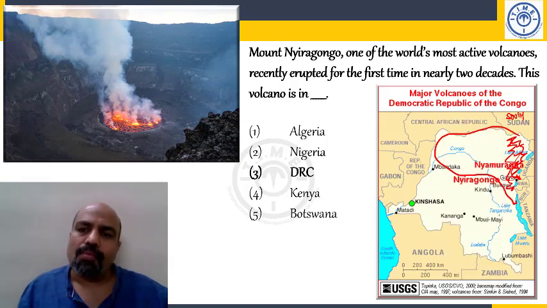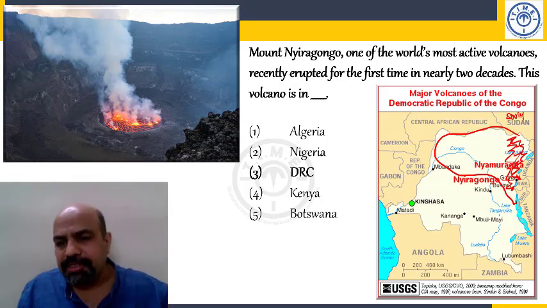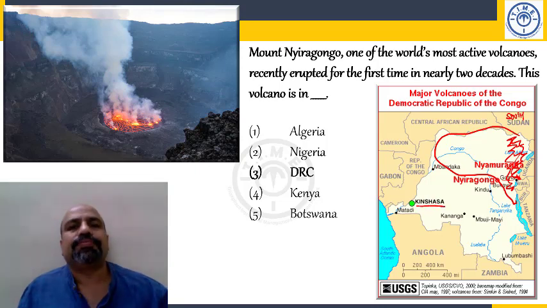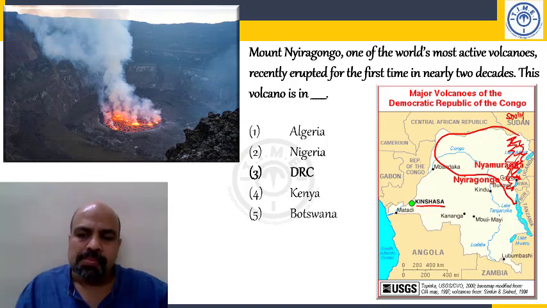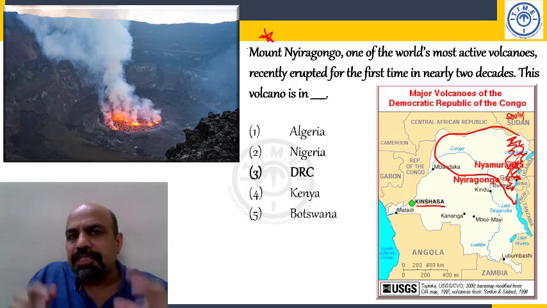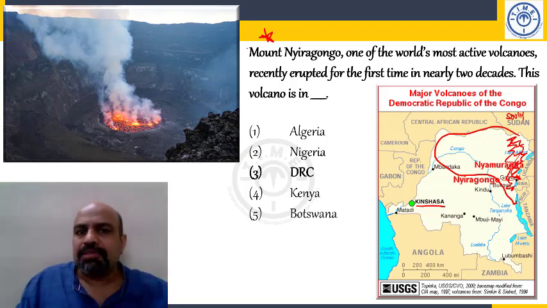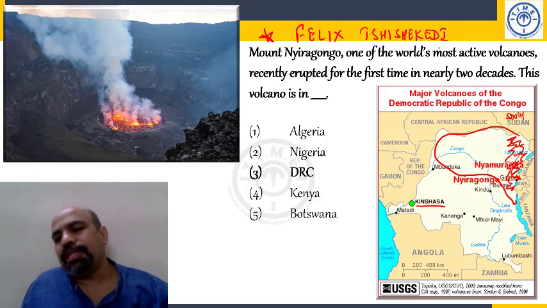DRC. Capital, you write this. This is the capital: Kinshasa. President. Next point. For each bit of information, use these kinds of symbols. You can put a bullet, a dash, a star mark like this. Felix Tshisekedi.